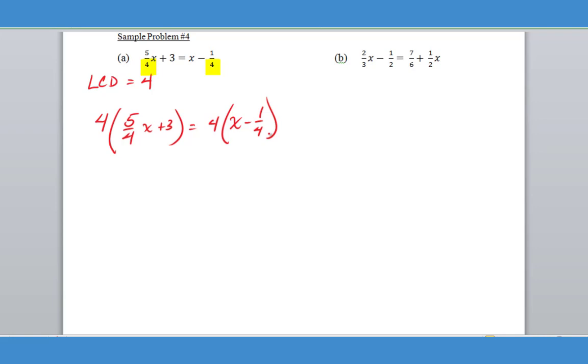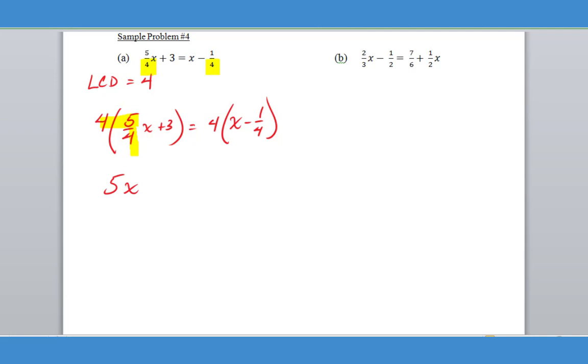So if I'm going to use like a little L, backwards L little technique here, what I'm going to do is I'm going to multiply 4 times 5, which is 20, and 20 divided by 4, which is going to tell me that I have 5x.